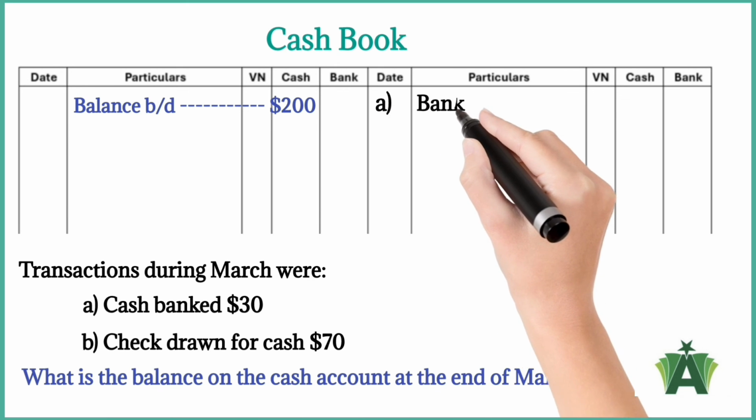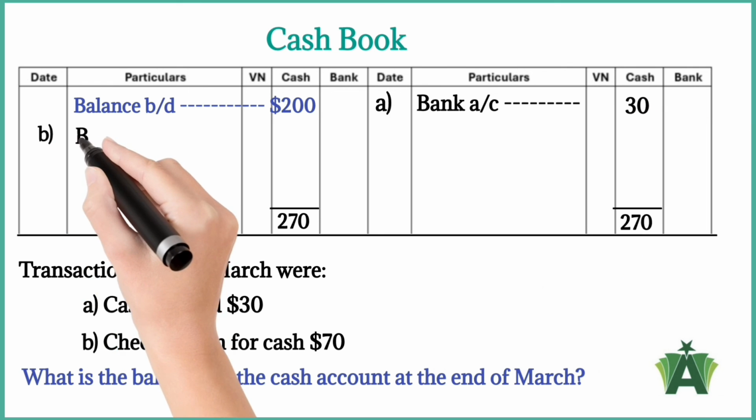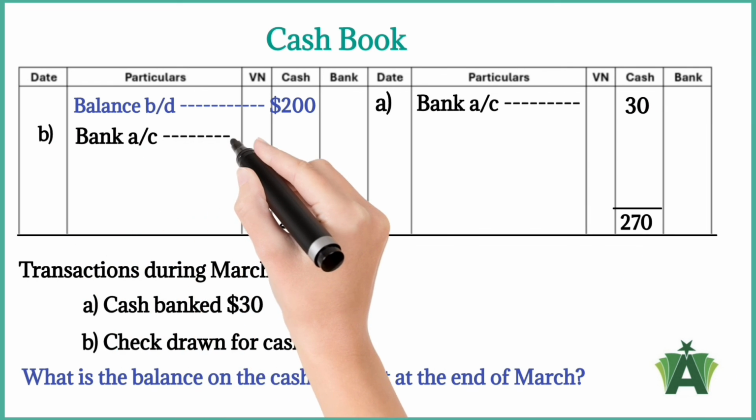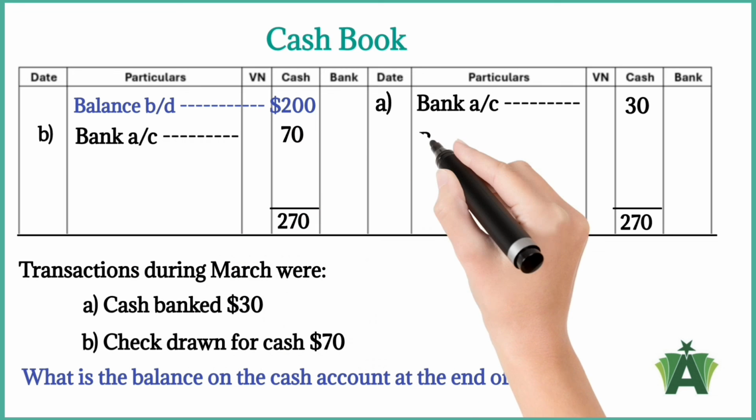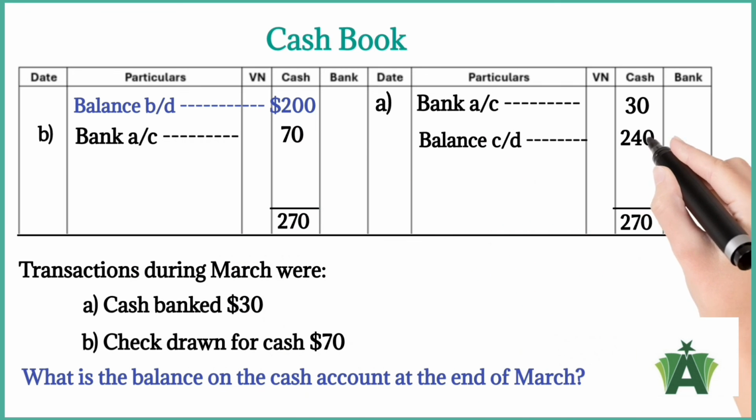Transaction A: cash account credited $30 with reference to the bank account. Transaction B: cash account debited $70 with reference to the bank. The closing balance of cash is $240.